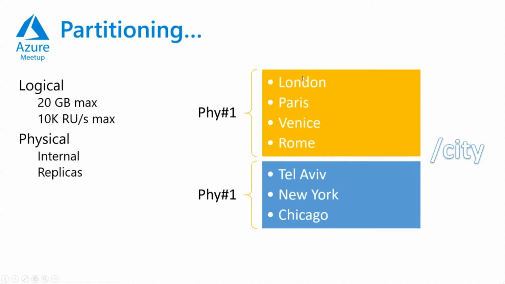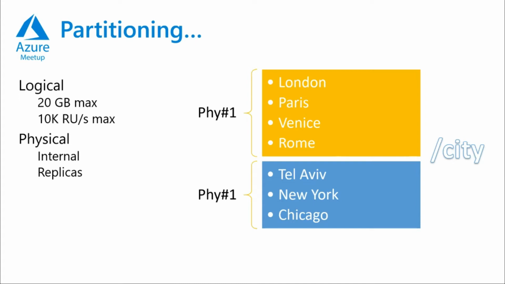This means that all of the orders from London will go to the same location. All of the orders from Paris would go to another location. Now, it may happen that both of them are in the same server, but Cosmos is managing that for you. So if your data grows and we need to move things around, then it will do that.